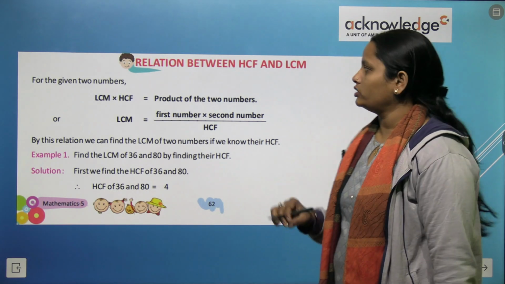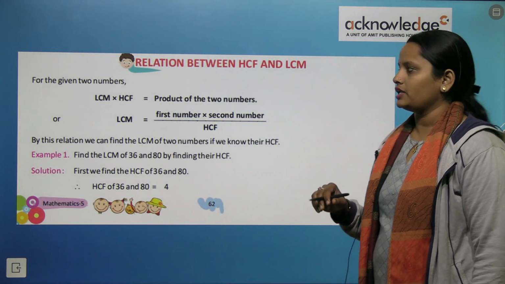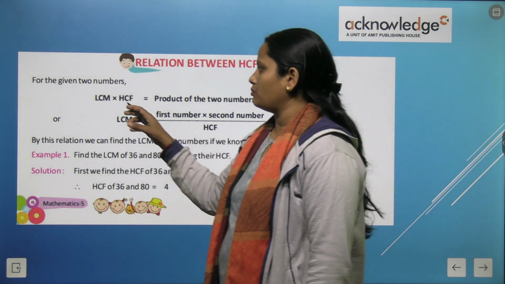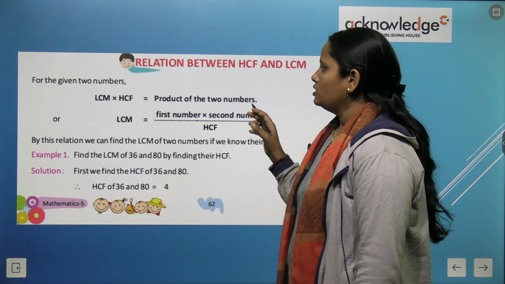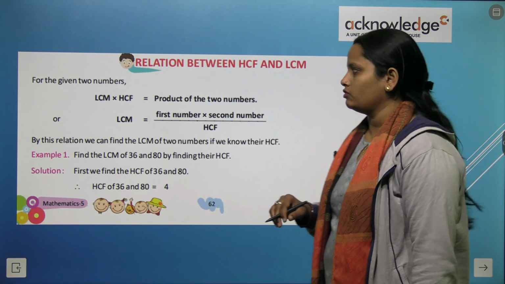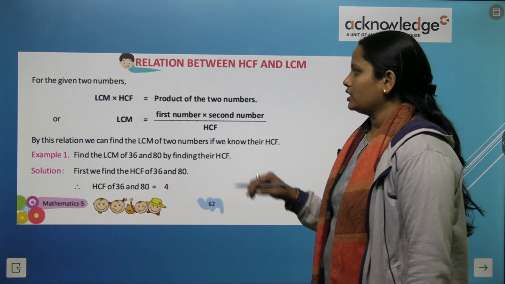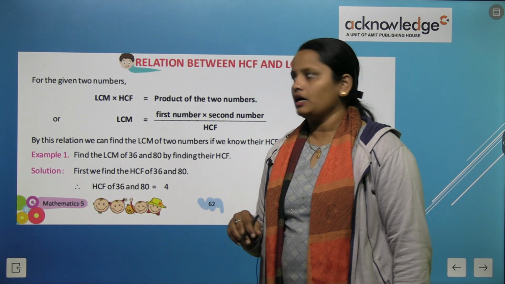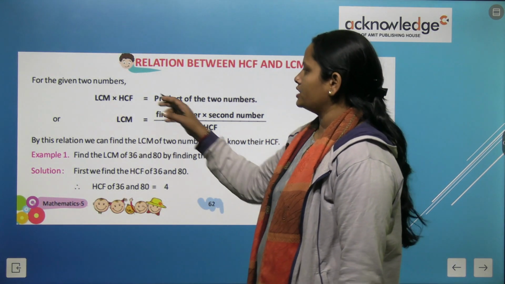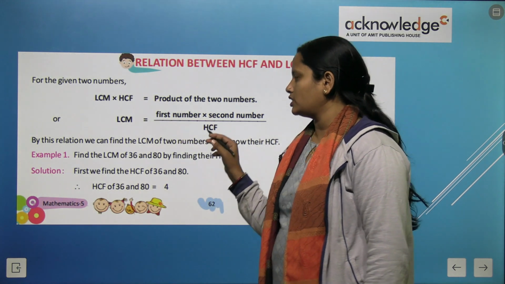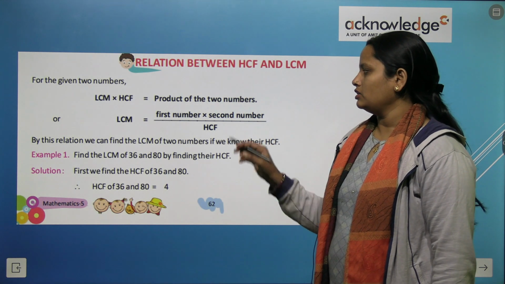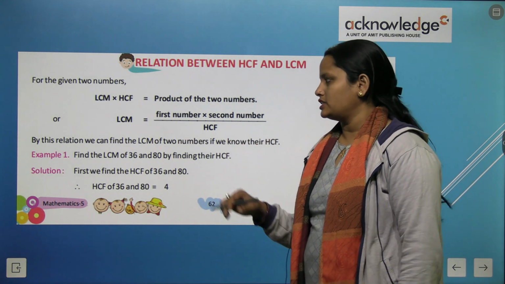Now let's learn about the relation between LCM and HCF. For the given two numbers, LCM is multiplied by HCF. So we will get the product of the two numbers. जब हम LCM और HCF दो numbers के multiply करेंगे, हम क्या मिलेगा, दोनों numbers का product मिलेगा. या फिर LCM को यही रहने देते हैं, HCF की पोजीशन को चेंज कर देते हैं. So first number multiply second number is divided by HCF.